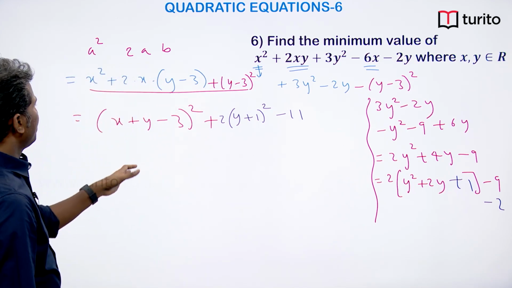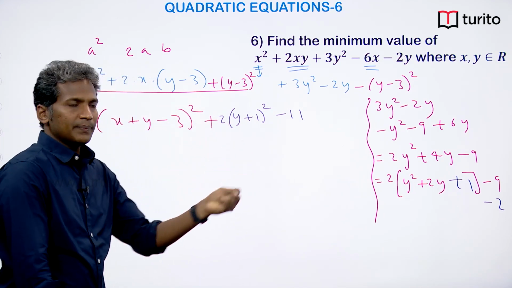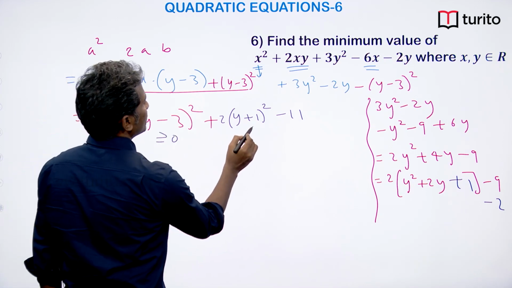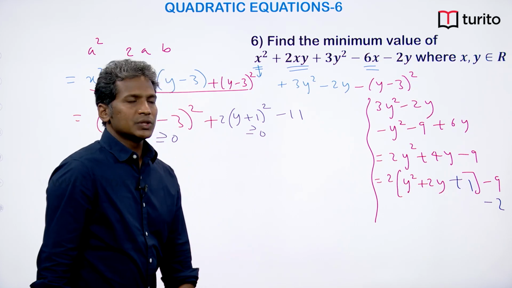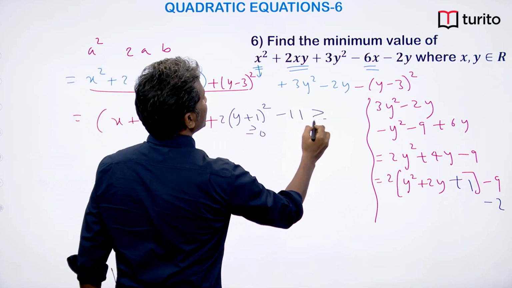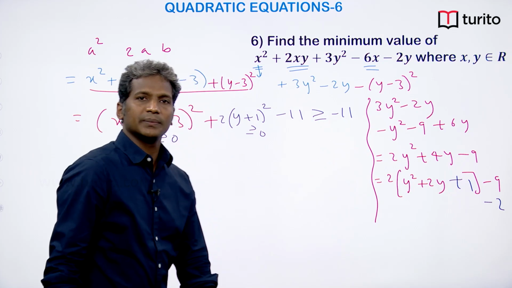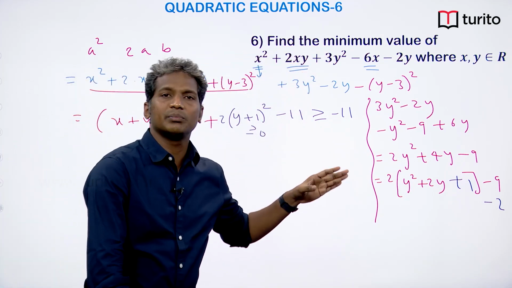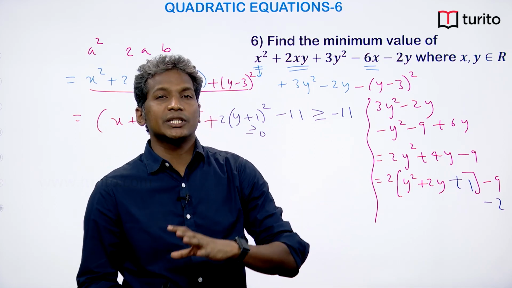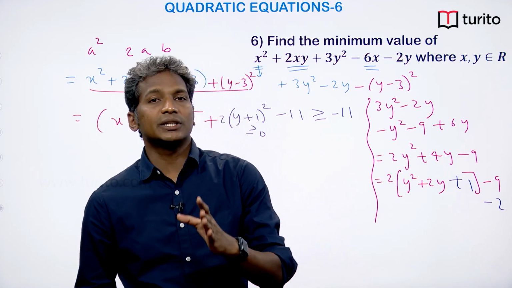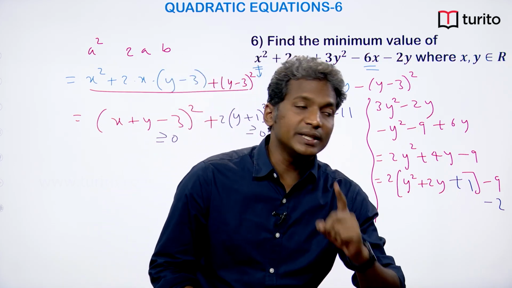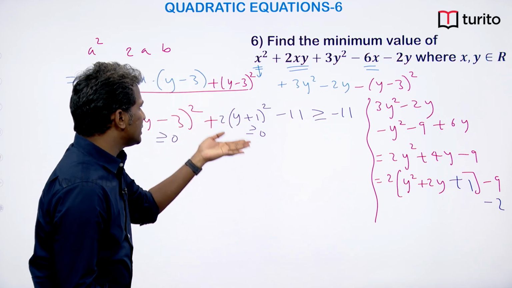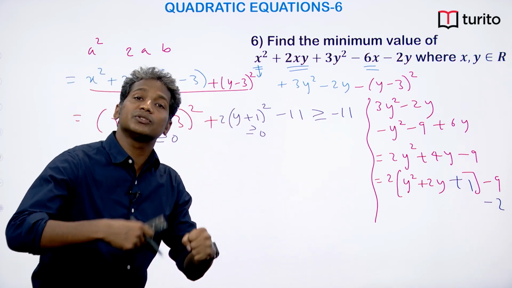Now, look at this. This is a sum of two perfect squares and this perfect square is always non-negative. This also is always non-negative. So, the overall value must be greater than or equal to minus 11. So, we can say that the minimum value of this expression is always minus 11. But sometimes questions also come asking for the values of x and y for which this function is minimum. So, for that you need to equate these two to 0 and find the values of x and y.